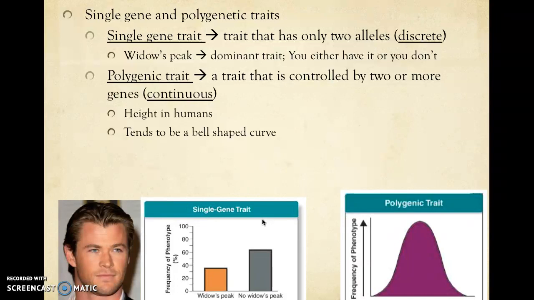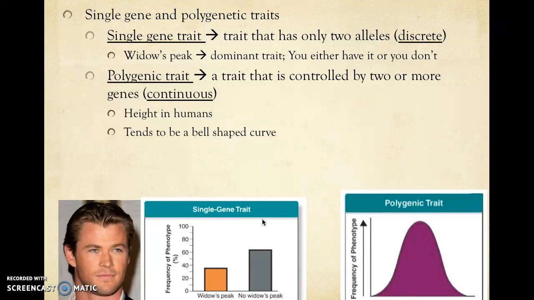Now there are two different traits we're going to be focused on here for this particular set of notes. The first one is what we call a single gene trait. So pea plants, being tall or short, would be an example of a single gene trait. There's only two alleles. We also refer to this as a discrete trait. Another example of this would be widow's peak.